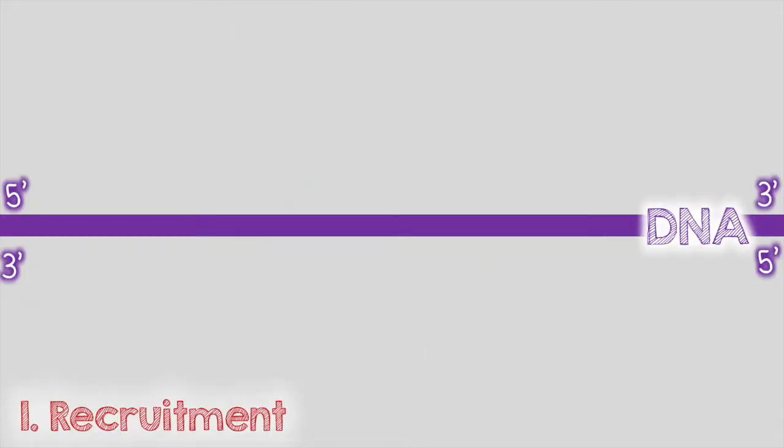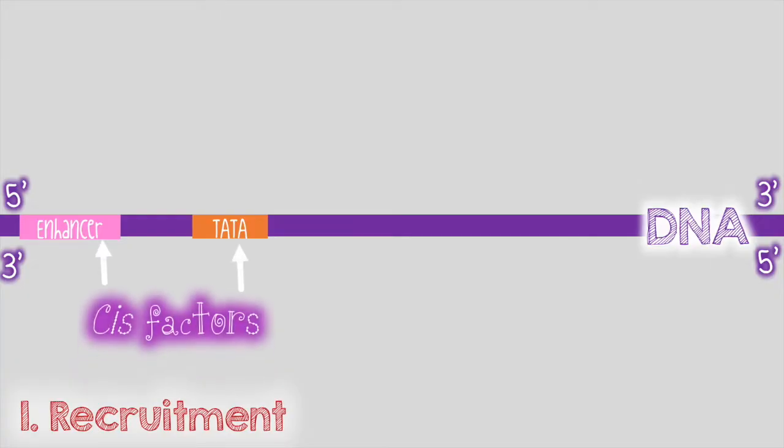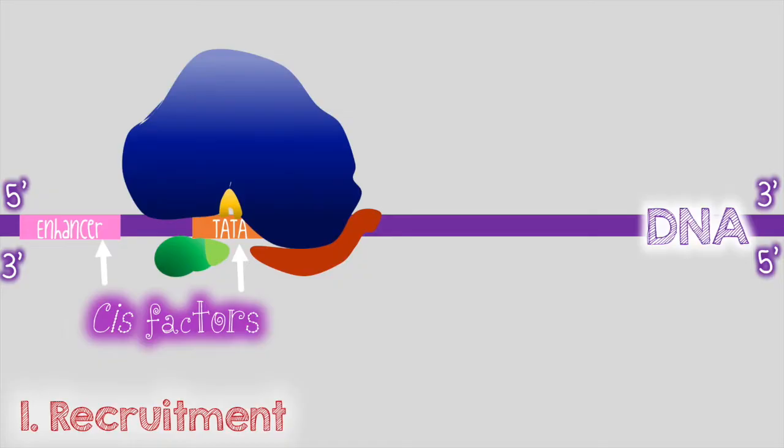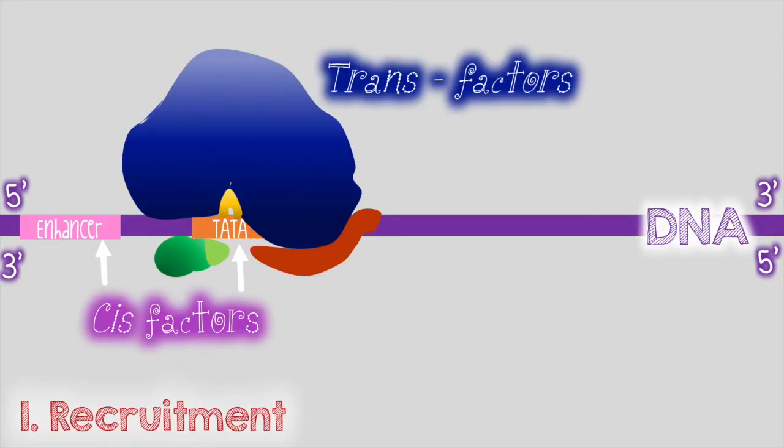It is targeted to the right location by 2 kinds of factors. Some of these factors are built right into the same DNA, and these are called cis factors. Other factors bind to cis factors. These are usually proteins that were built in another location, so these are called trans factors. We'll talk a lot about these in class.